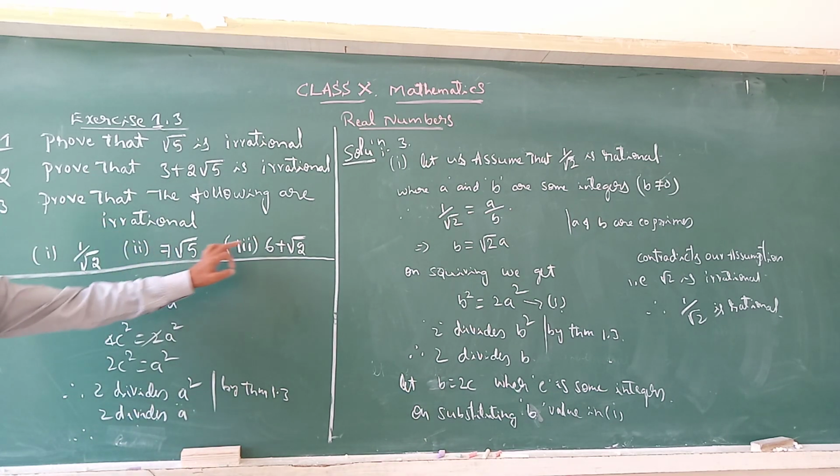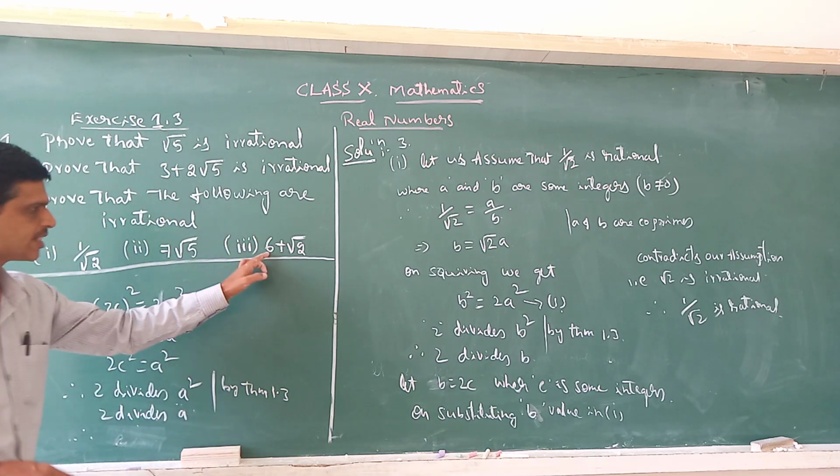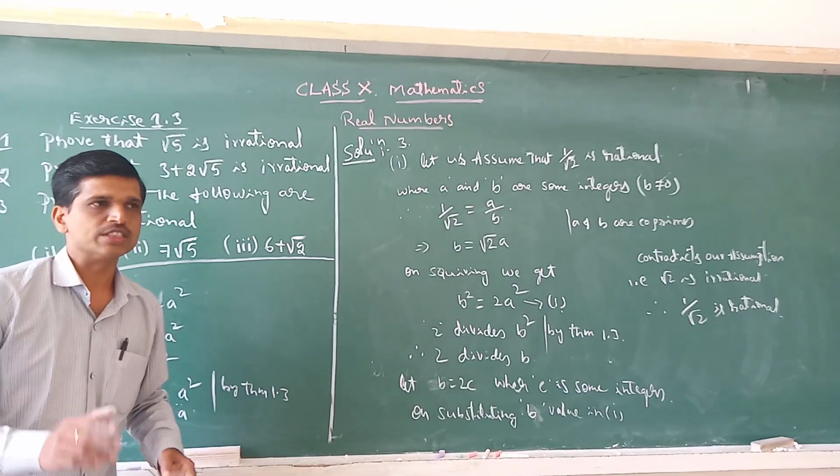Here I will give 2 more examples for your homework. Let us try the same way. We can complete this: 7 into root 5 as well as 6 into root 2. So this is our class.